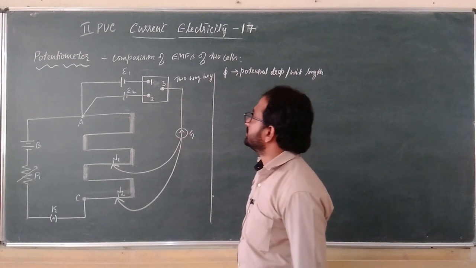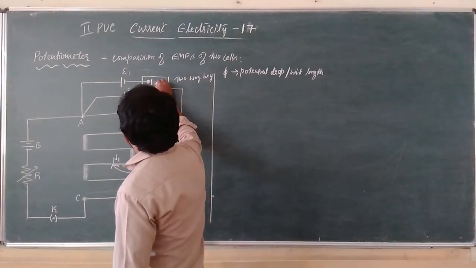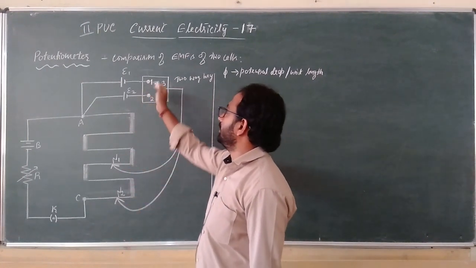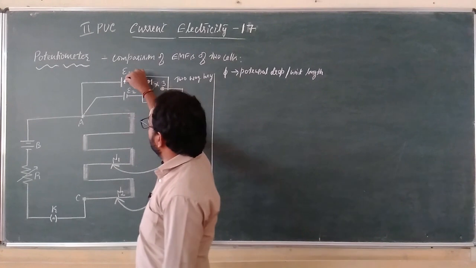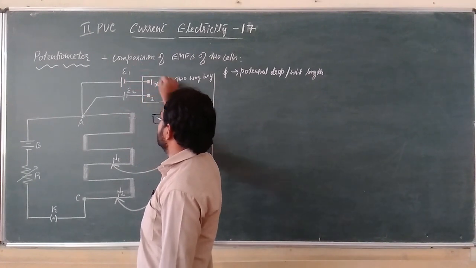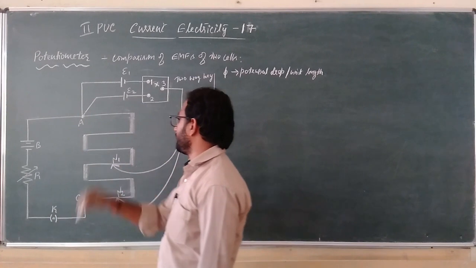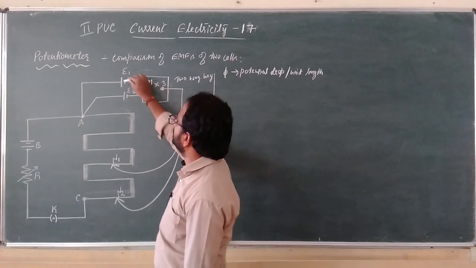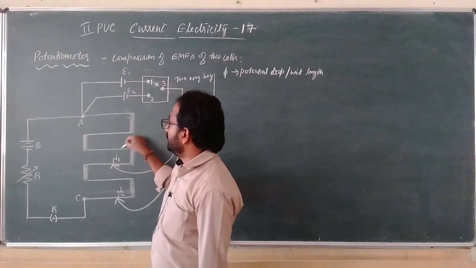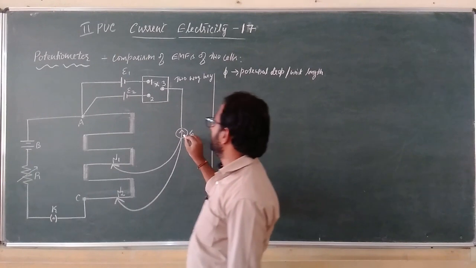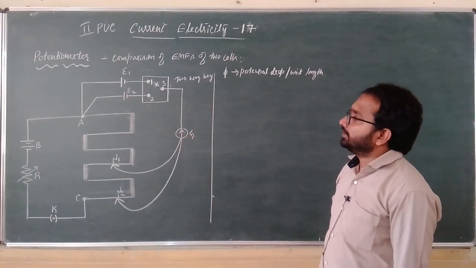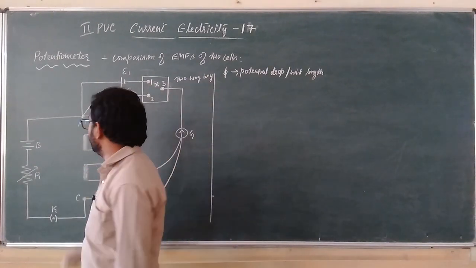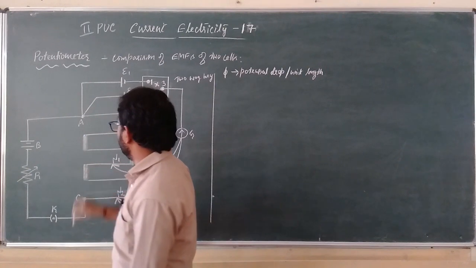In the first case, let this key be closed, meaning 1 and 3 of this two-way key are connected. Then the cell of EMF E1 is connected to the primary circuit. When 1 and 3 are closed, E1 is connected to the potentiometer through the galvanometer. Now move the jockey or slider along the length.